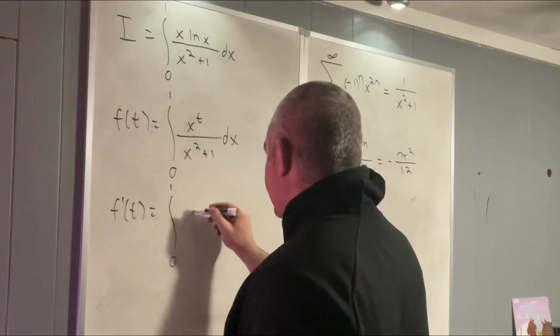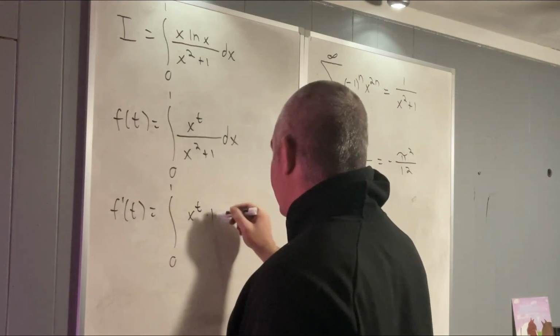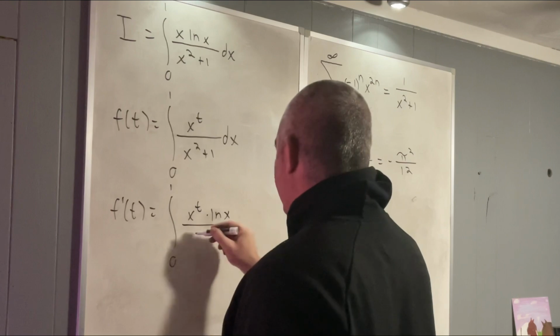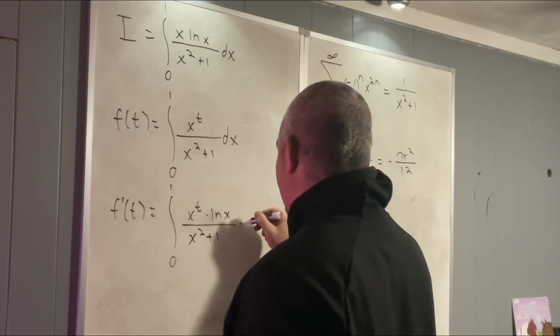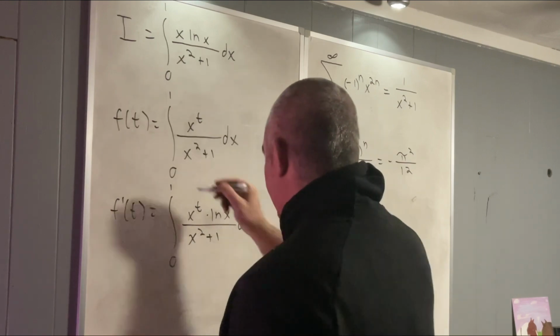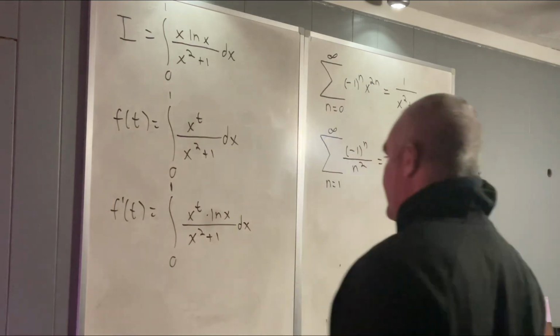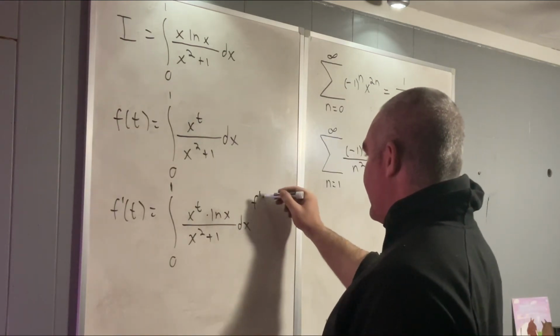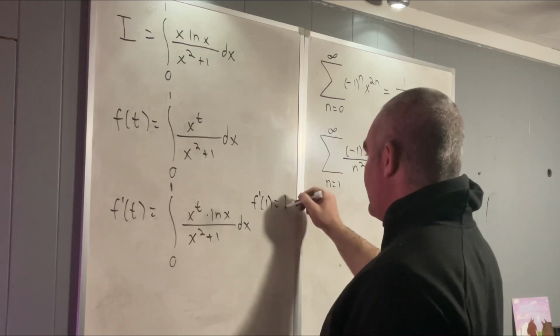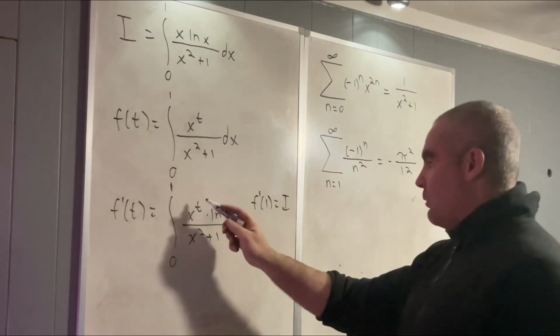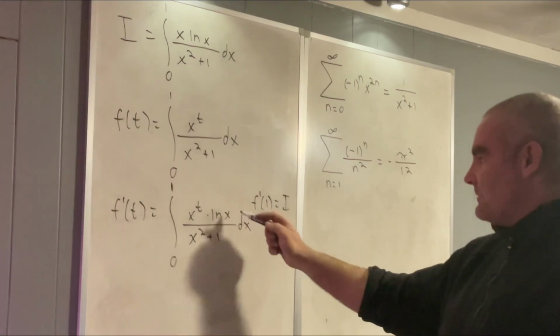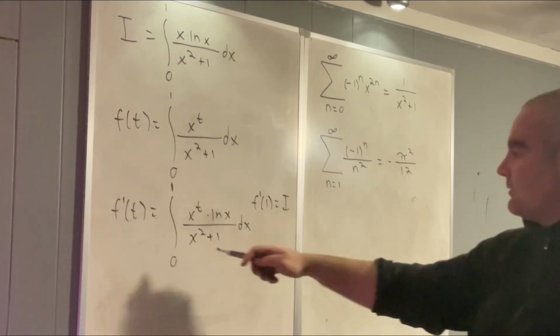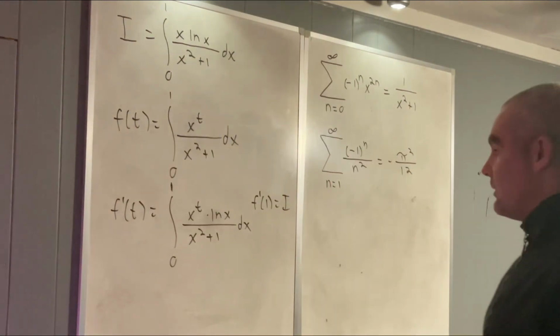All right, so that's just going to give us x to the t natural log x over x squared plus 1 dx. All right, then we can note that if we evaluate f prime at 1, we will get back our original integral. If we plug in 1 for that t, we just get x times natural log x over x squared plus 1 from 0 to 1, which is exactly what we want.